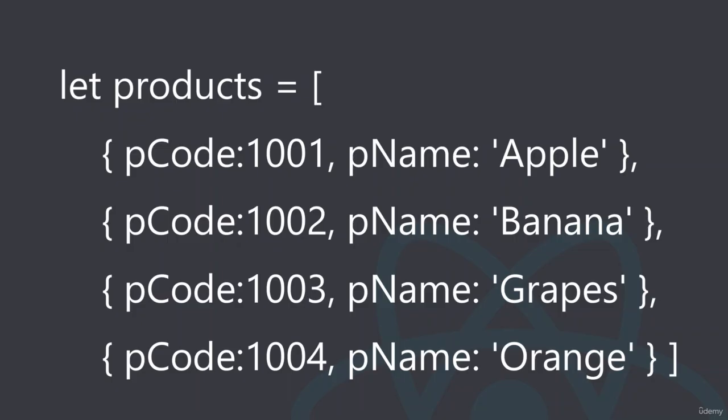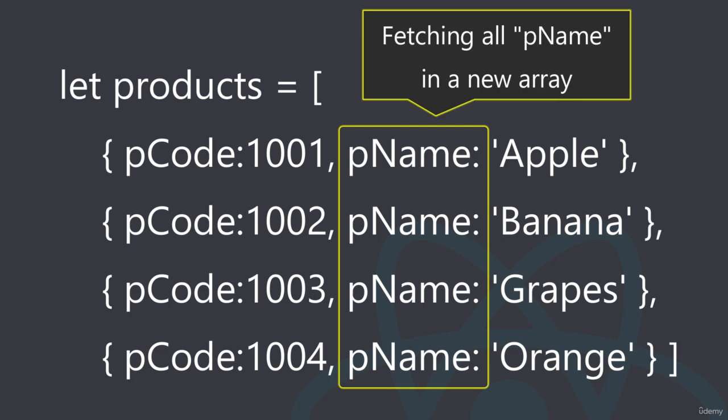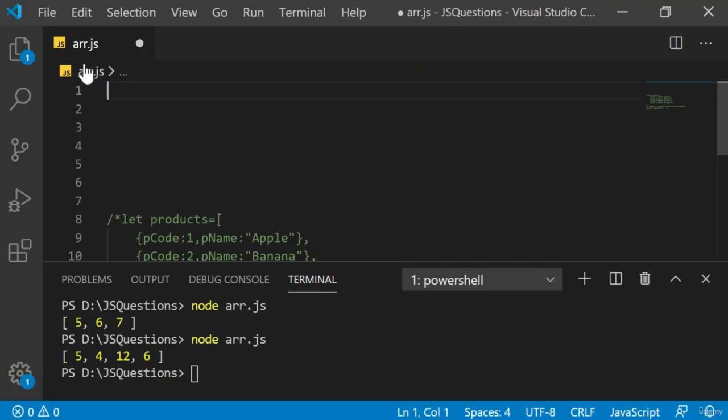Third question is there is an array called products as shown here. Get all product names, that is P names, in a new array. Now here the question is that one wants to fetch all the products or a single key in fact of this object literal, that is P name in this case, in a separate array. How can we do this? Again, we can use the map method to fetch all product names or all product codes or any key for that matter and store it in a new array. Let's try this.